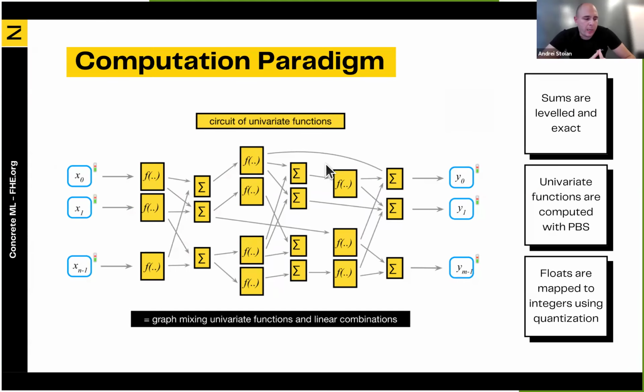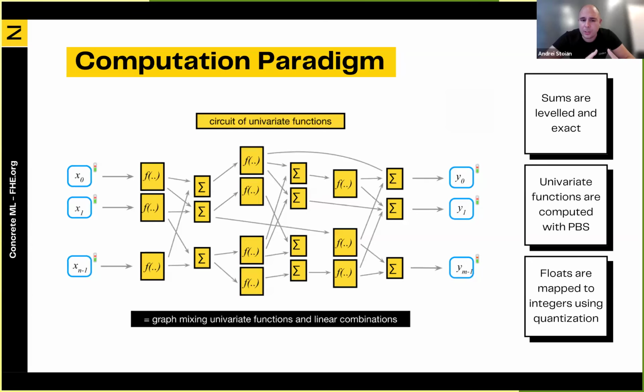Okay, so once we have that, we can think about more complex programs. As we saw with the small example, we basically alternate between univariate functions and linear operations, which are sums of encrypted values. So then we can think of something like this big graph that has layers of univariate functions, followed by linear operations, followed by other univariate functions. And because these functions are implemented with the PBS, they reduce the noise in the ciphertext, so we can go on actually forever.